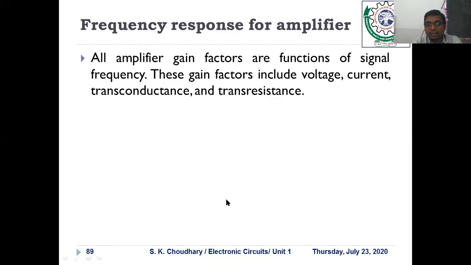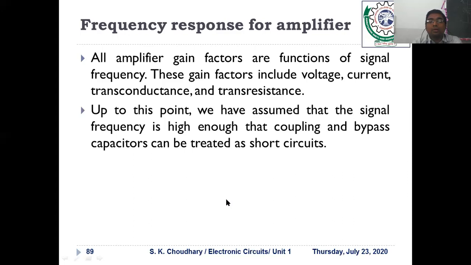These gain factors could include voltage gain, current gain, transconductance gain, or transresistance gain, because these are the four terminologies we define for any amplifier. Either it is a voltage amplifier, a current amplifier, a transconductance amplifier or a transresistance amplifier. You will learn these four types of amplifier in detail in the next chapter, when we learn feedback.